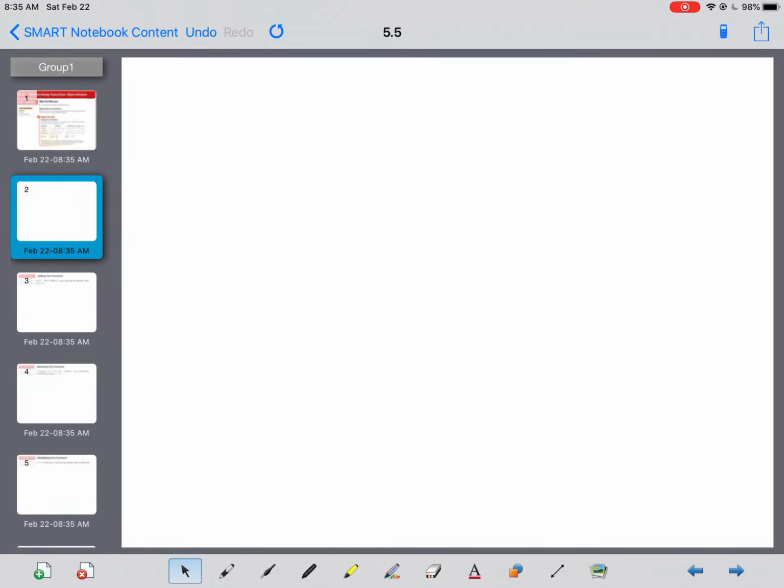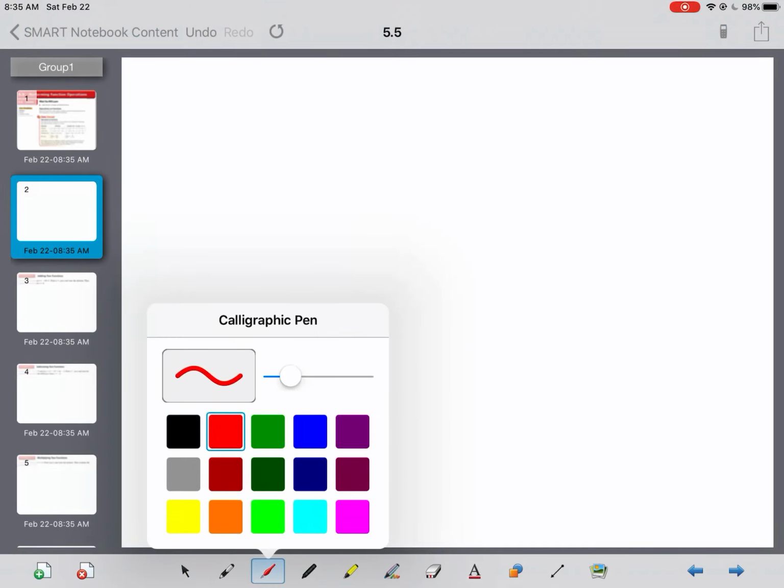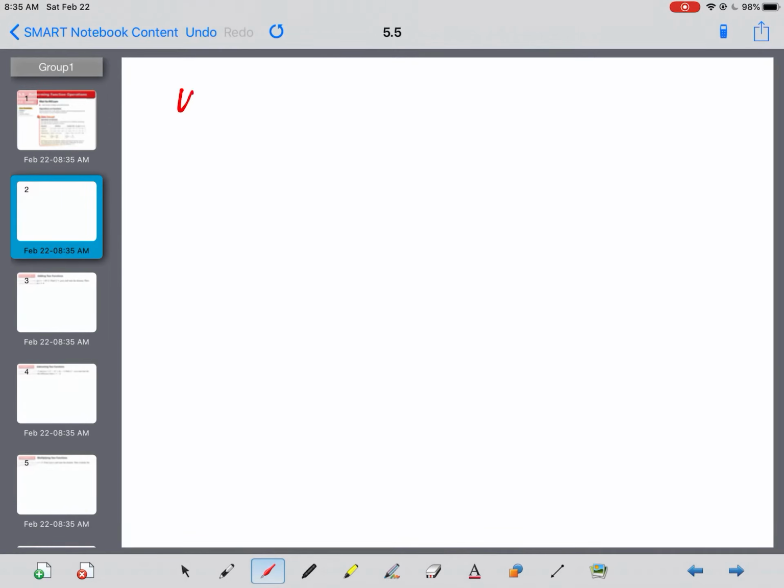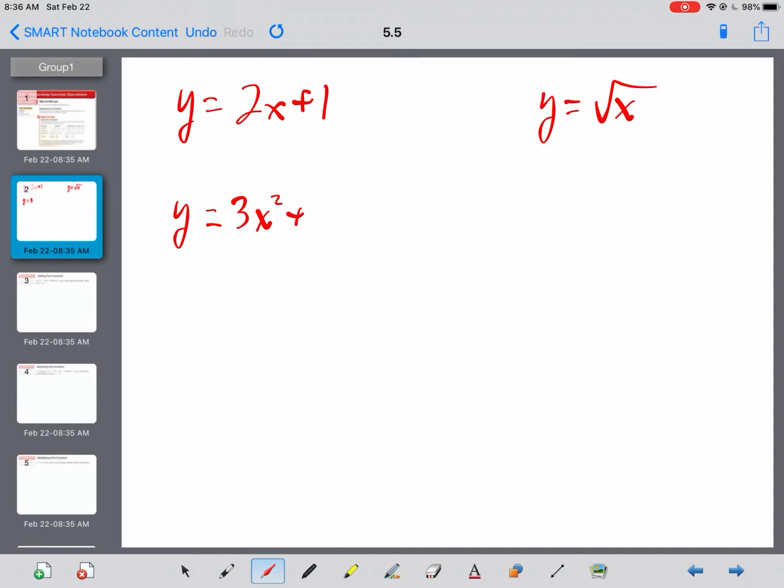So if we had y equals 2x plus 1, and we had y equals the square root of x, and we had y equals 3x squared plus 2x plus 1, and we had y equals 9 square root of x minus 2 plus 3. And we wanted to know which one we were talking about at which time. If I just said equation y, you don't know which one of the four.